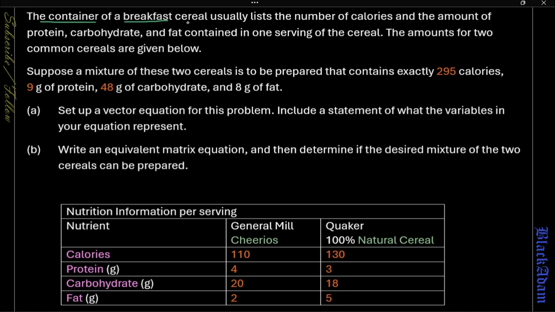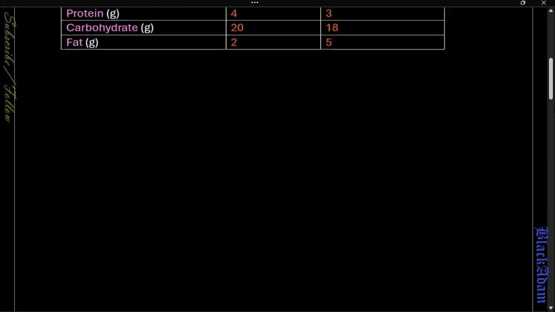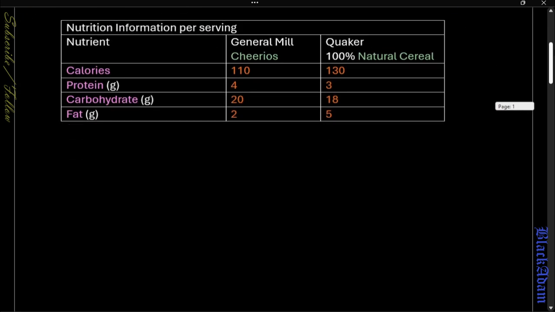Welcome. We have a container of breakfast cereal with calories, and then we also have protein, carbohydrate, and fat. So those are the nutrition facts for our breakfast. And then the mixture should give us 295 calories, 9 grams protein, 48 grams carbohydrates, and 8 grams fat. And we have to set up a vector equation statement of what the variables should be included, what it means.